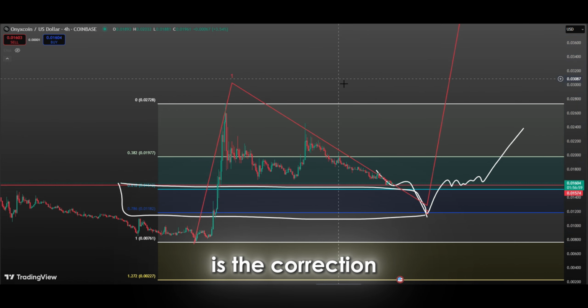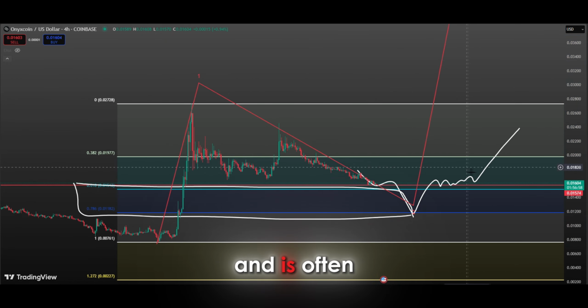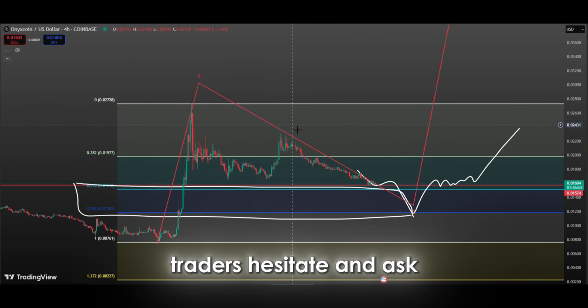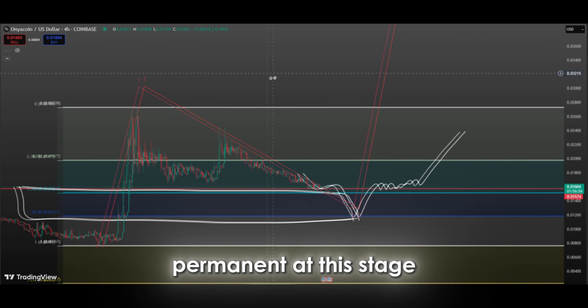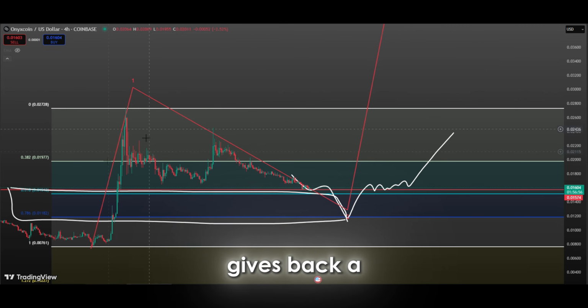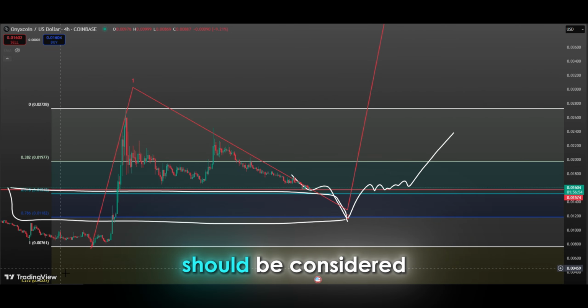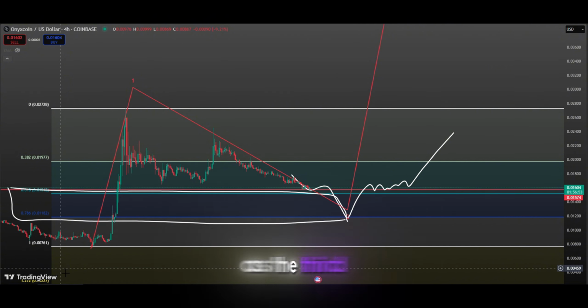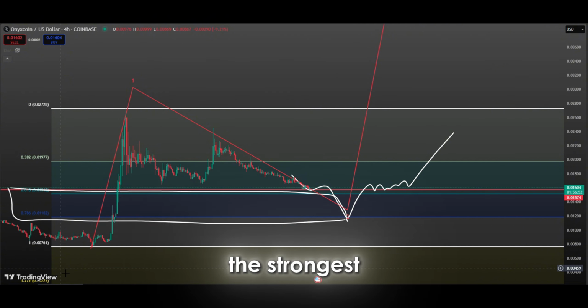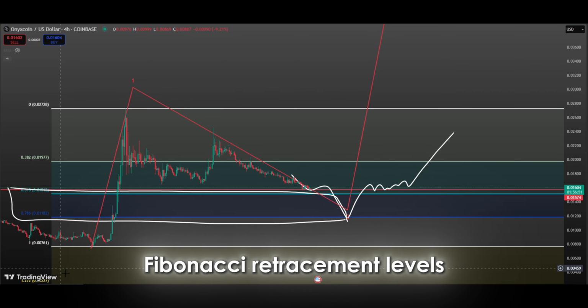The second wave is the correction that follows the first wave and is often a period when traders hesitate and ask, was this rise permanent? At this stage, the price gives back a significant portion of the first wave's gains, but this correction should be considered as part of the bigger picture, as the third wave is usually the strongest and most voluminous bullish wave. This is where Fibonacci retracement levels come into play.